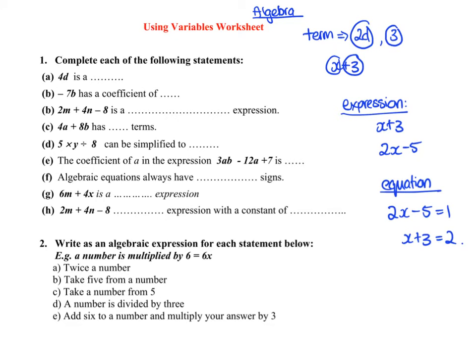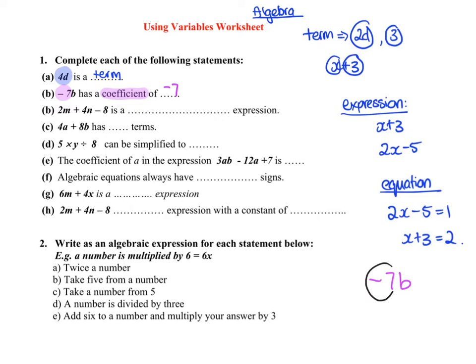Okay, so up here in this worksheet, I think they were trying to get you to start looking at this stuff. So when they say 4d, I believe you're going to say a term. Now, they're asking for the coefficient. The coefficient is the number in front of the letter. So here, the term has a coefficient of -7. I'm just going to put that down here, so you know.